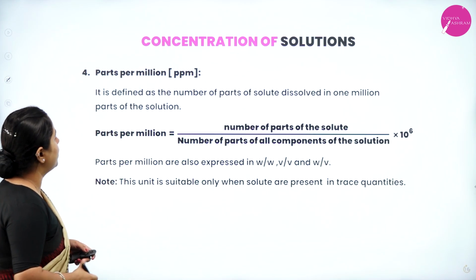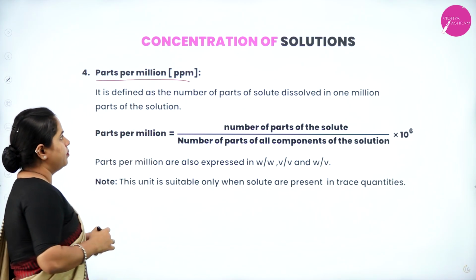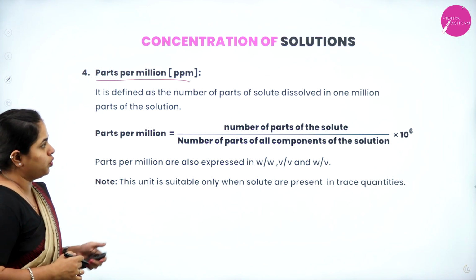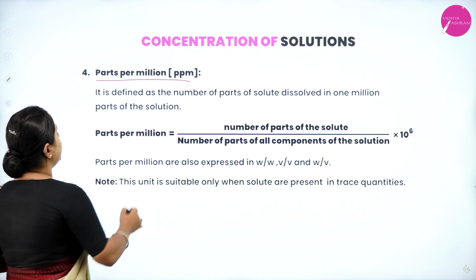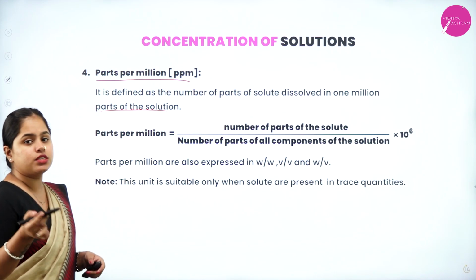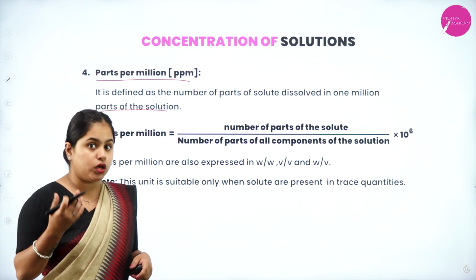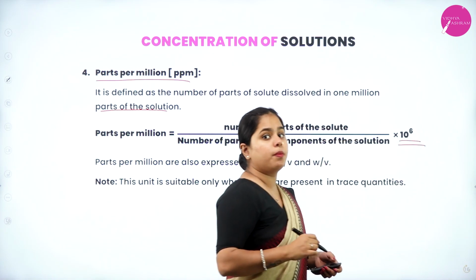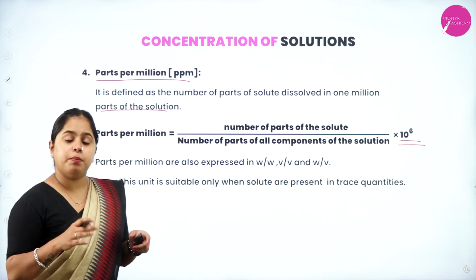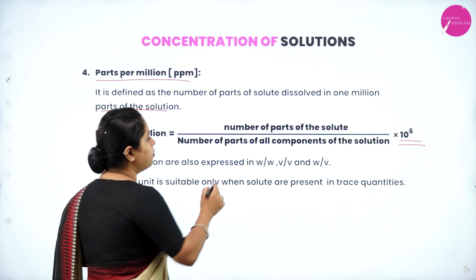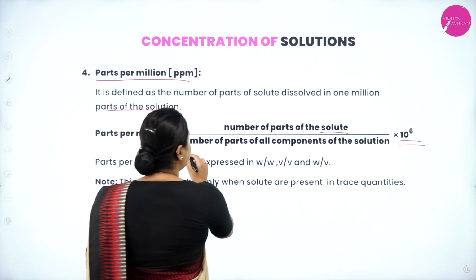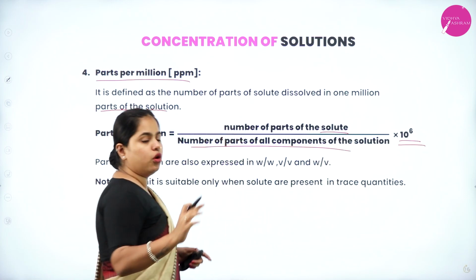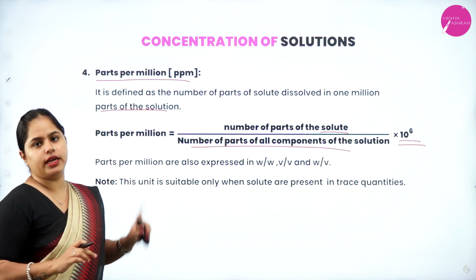Moving on to the next one, that is parts per million. It is defined as the number of parts of solute dissolved in 1 million parts of the solution. So this is not in percentage. That means it is not into 100. The difference is it is in million. So it is into 10 to the power 6. So it is in parts we are mentioning, that is number of parts of the solute divided by total number of parts of all the components in the solution into 10 to the power 6.